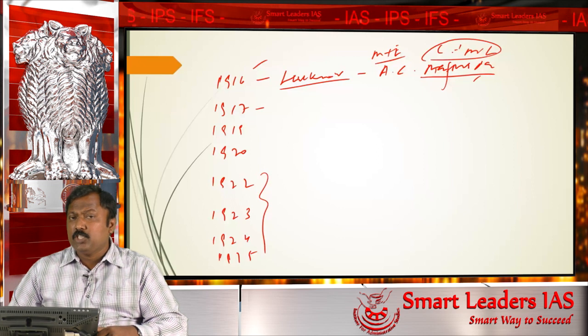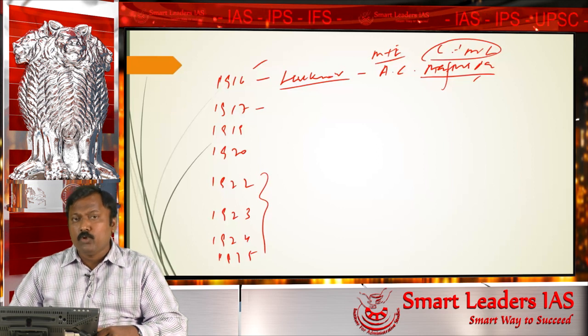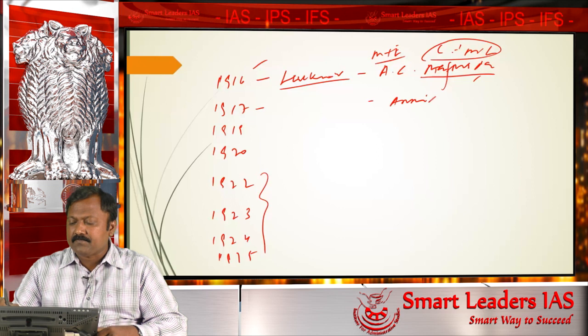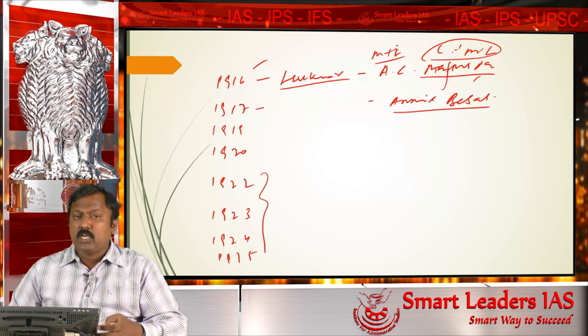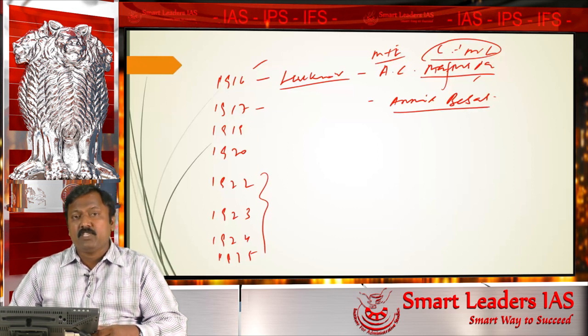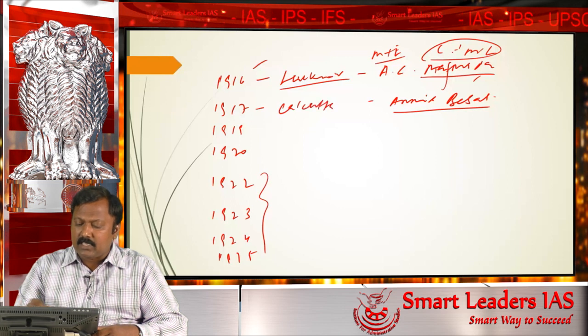1917 is an important session. You can remember this because in 1916 an important movement was launched, which is the Home Rule movement, and the Home Rule movement was launched by a woman called Annie Besant. Because of the popularity of the Home Rule movement, in 1917 Annie Besant became the president of INC, and she became the president in a place which is called Calcutta.